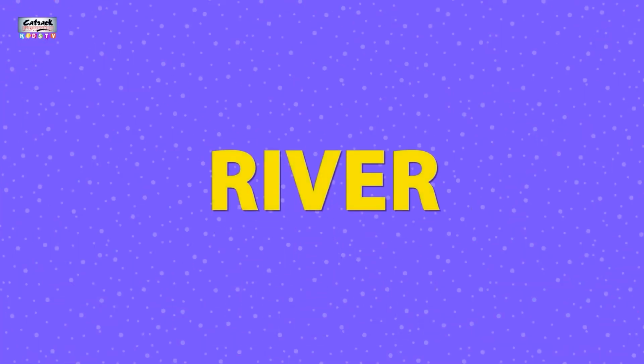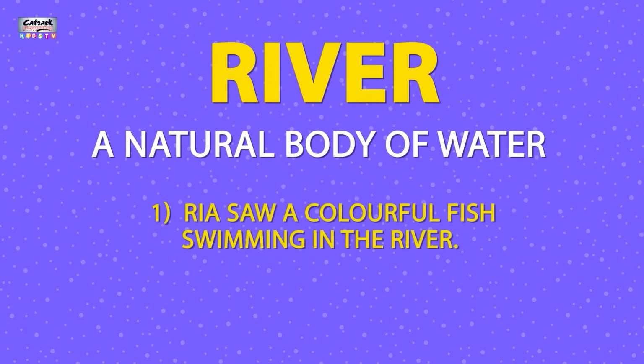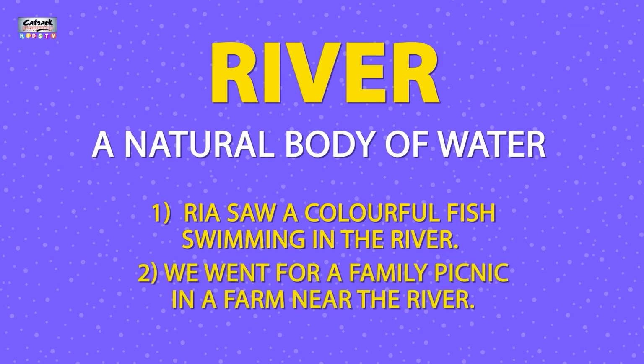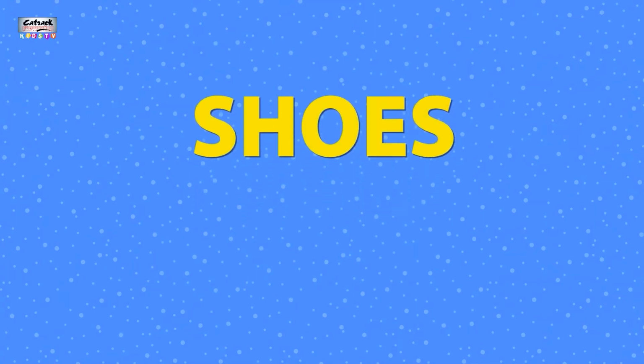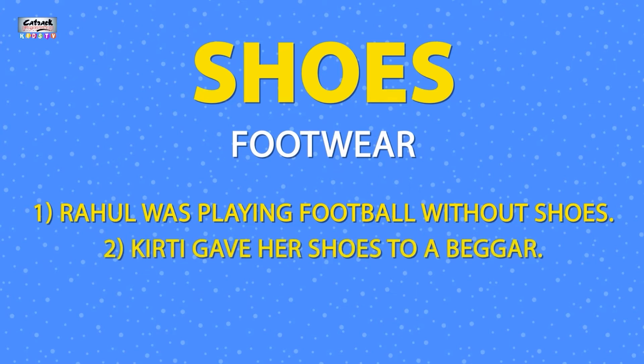River, a natural body of water. Example sentences. Number 1. Ria saw a colorful fish swimming in the river. Number 2. We went for a family picnic in a farm near the river. Shoes, footwear. Example sentences. Number 1. Rahul was playing football without shoes. Number 2. Kirti gave her shoes to a beggar.